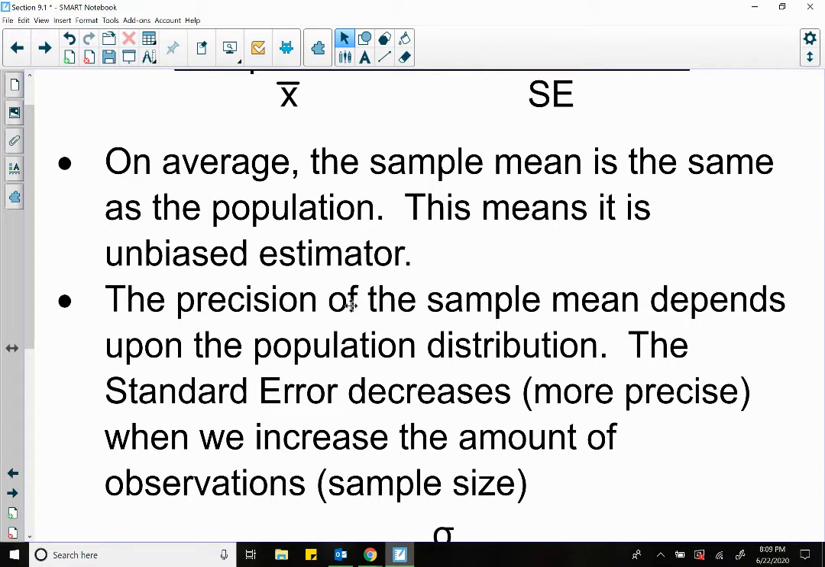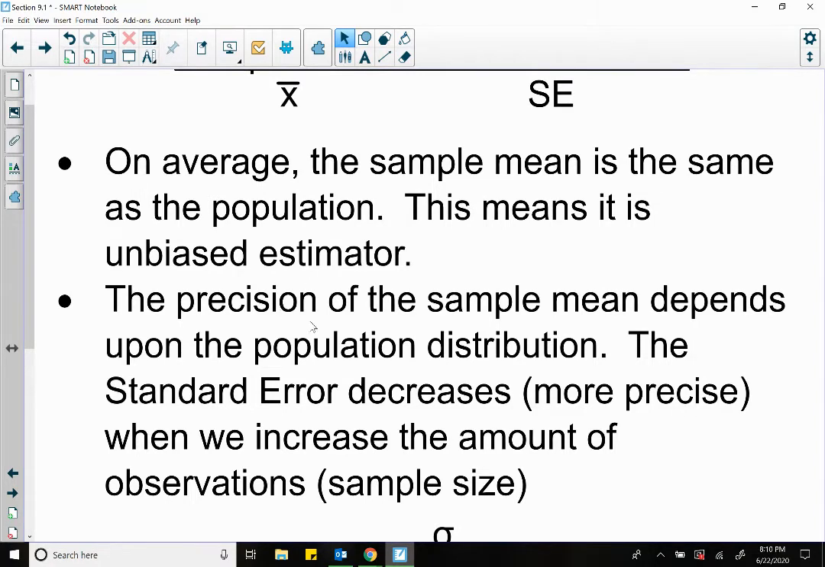The big thing is that the sample mean is the same as the population mean on average, and we call that an unbiased estimator. Sometimes your assignment likes to say that the sample mean is an unbiased estimator of the population mean. So there you go, that's how they kind of say it.